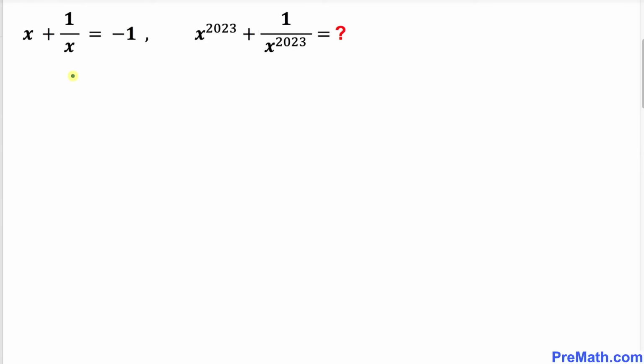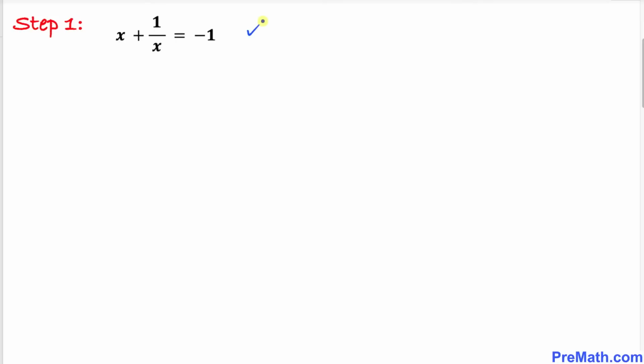So let's go ahead and get started with the solution, and here's the very first thing we are going to do. Let's focus on this very first equation, x plus 1 over x equals -1. And here I have copied it down, as you can see.